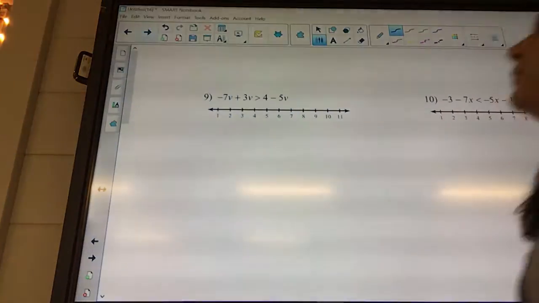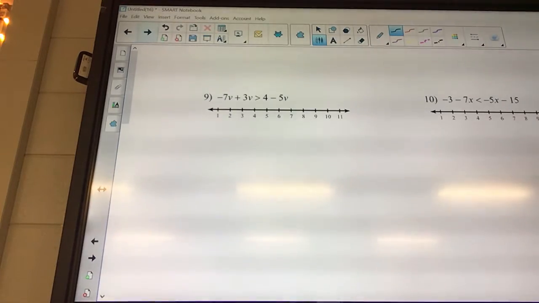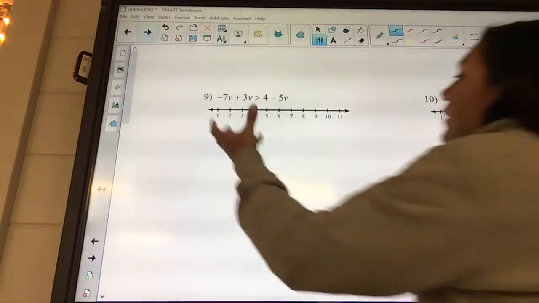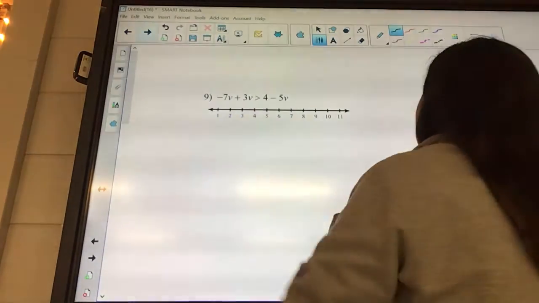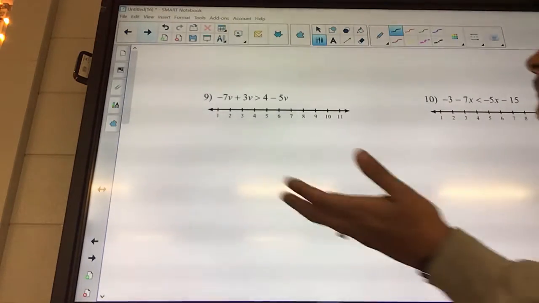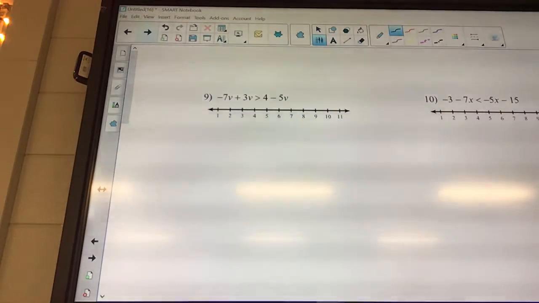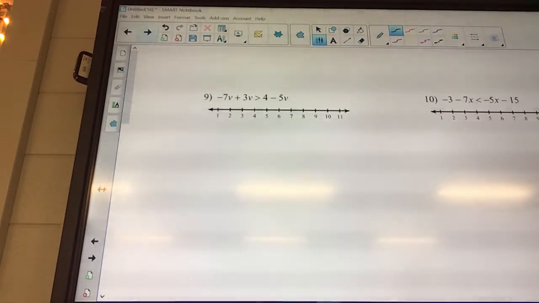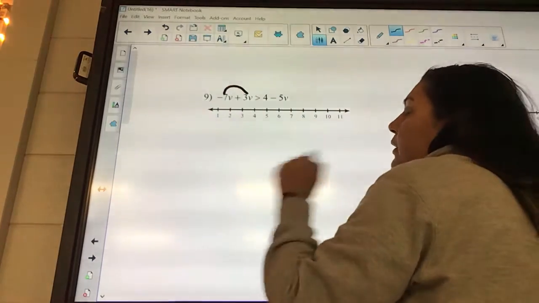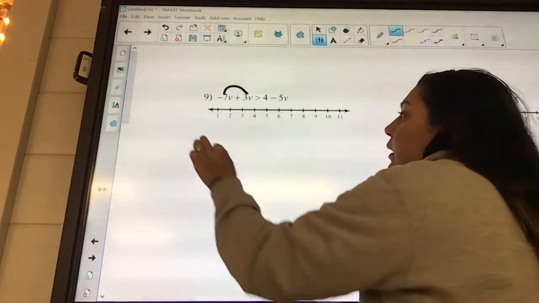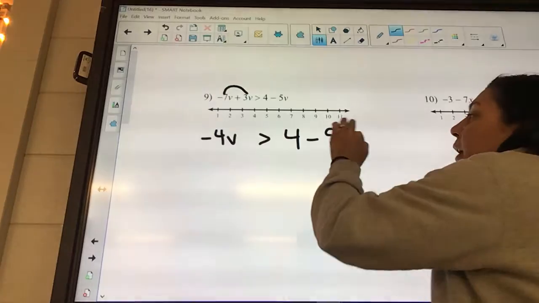Okay, look at 9. Is there anything for us to combine? This one's kind of weird because normally I say if there's 2 pieces, that does work, but it doesn't necessarily work in all cases. So you kind of have to have some understanding of what's happening. We can combine these two because they're both letters. A negative 7b and a 3b is going to give me negative 4b. Then I got 4 minus 5b.